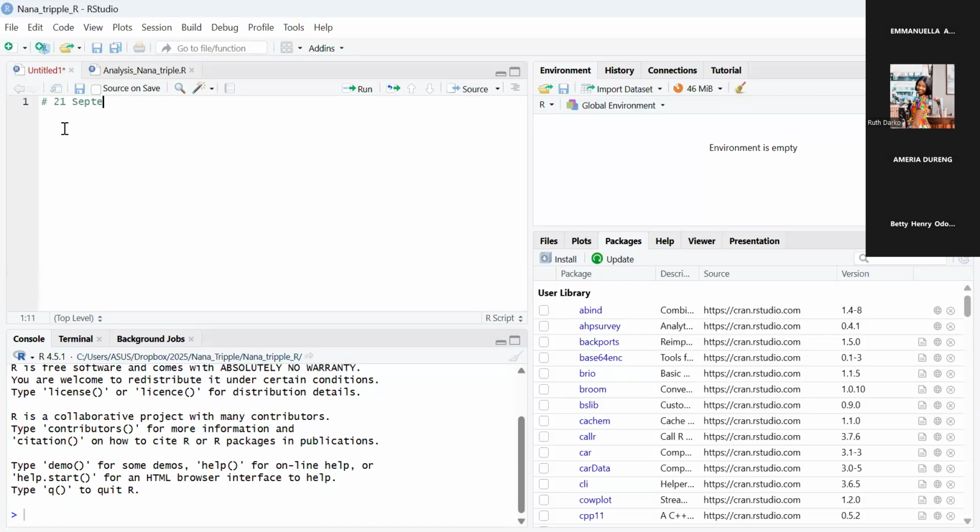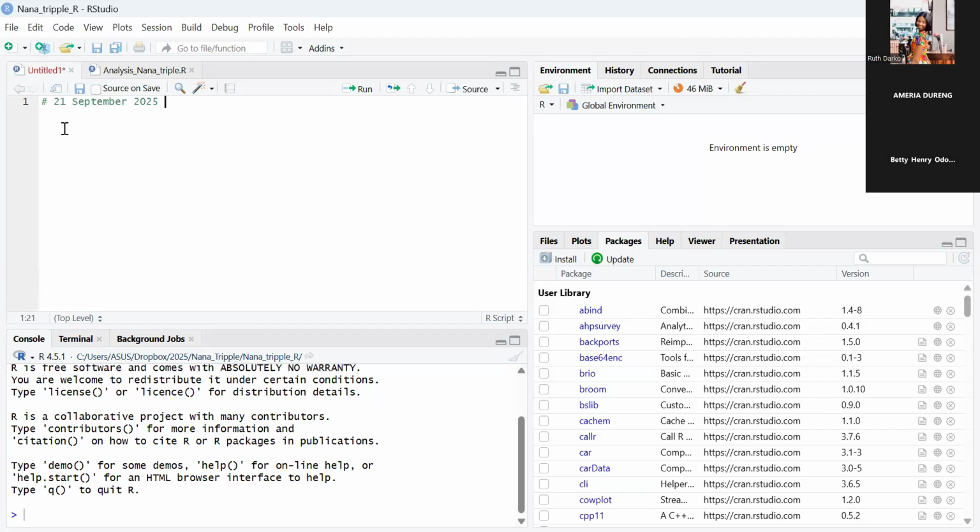September. I hope I got my September right. 2025. So it's telling me the date.